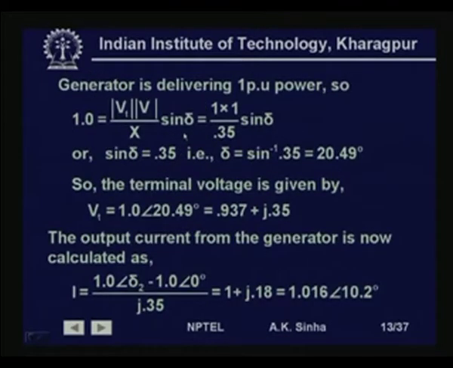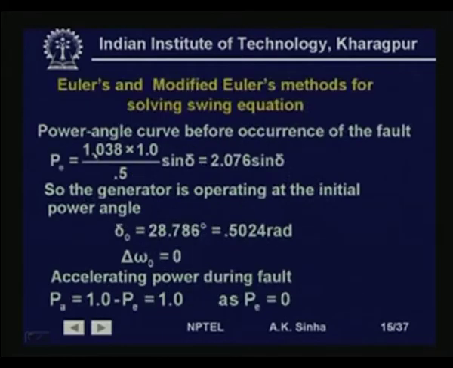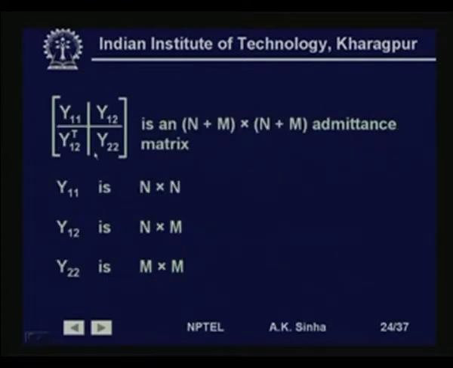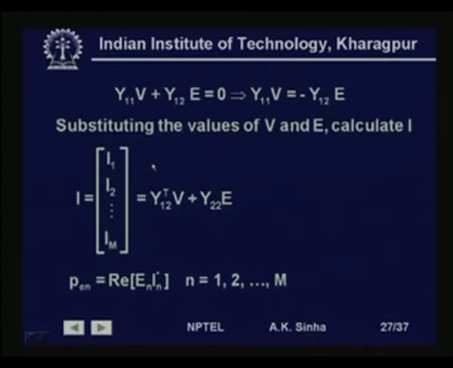If you remember, in this example the terminal voltage was known, and knowing the terminal voltage we found the current, and after finding out the current we found the internal voltage of the machine. In the same way we can do it for all the machines, because the terminal voltage for all the machines will be known from the initial load flow solution.